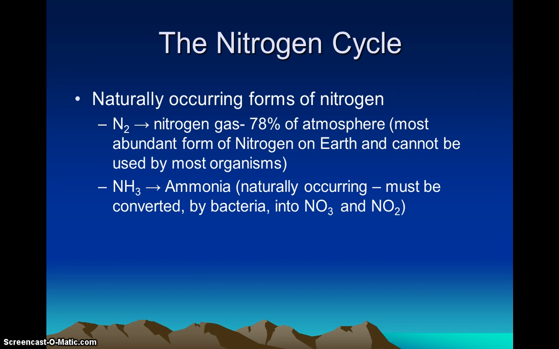We have NH3, which is ammonia, and that is naturally occurring but must be converted, and only by bacteria, into NO3 and NO2, which is nitrate and nitrite. NO2 is the nitrite, and NO3 is the nitrate.